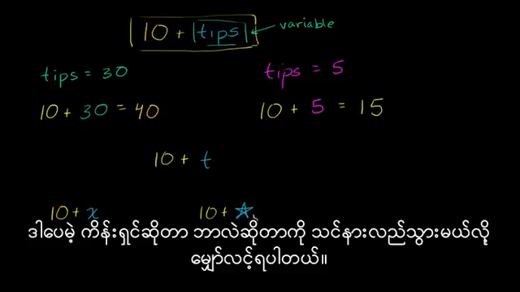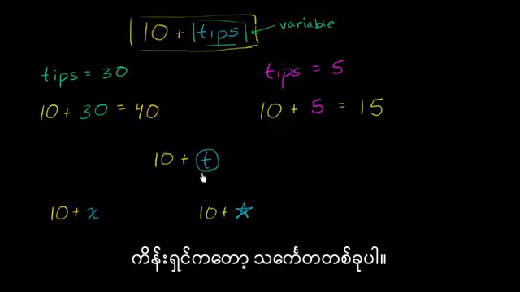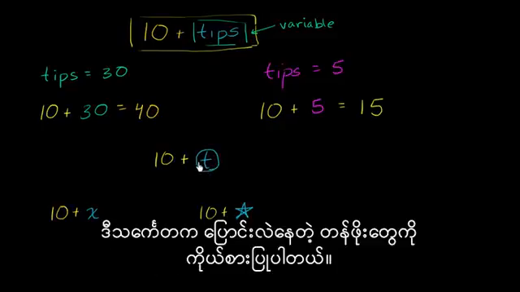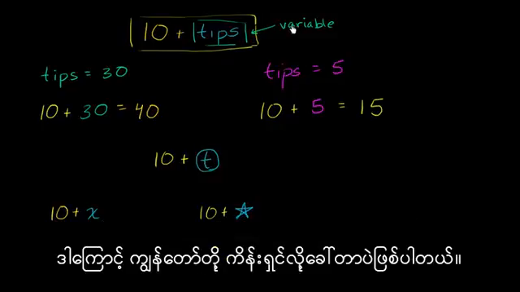But hopefully this gives you a general idea of just what a variable is. All it is, is a symbol that represents varying values. And that's why we call it a variable.